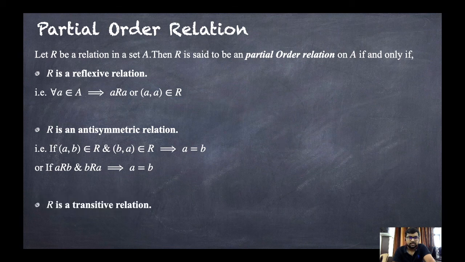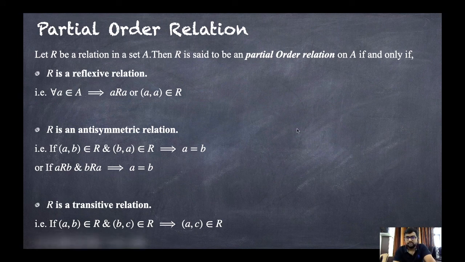And the third one, R has to be a transitive relation. What is a transitive relation? If (A, B) belongs to R and (B, C) belongs to R, then (A, C) belongs to R. So in short, if A is related to B, B is related to C, then A has to be related to C. So for a partial order relation, R has to be reflexive, antisymmetric, and transitive.